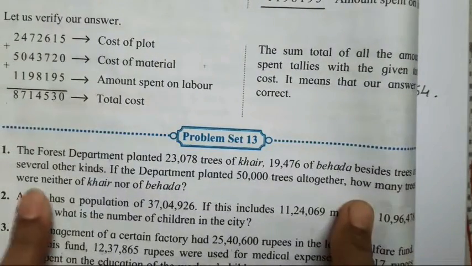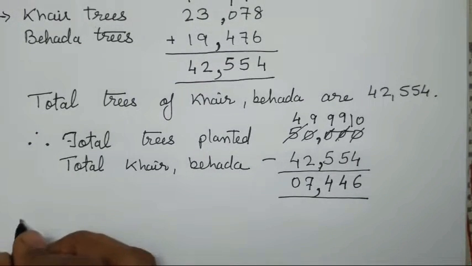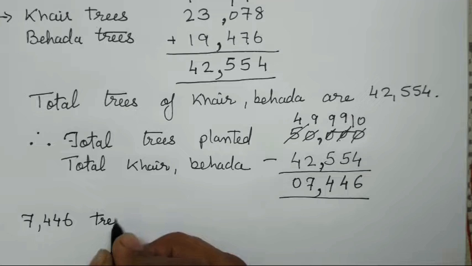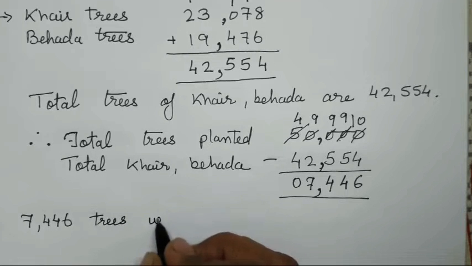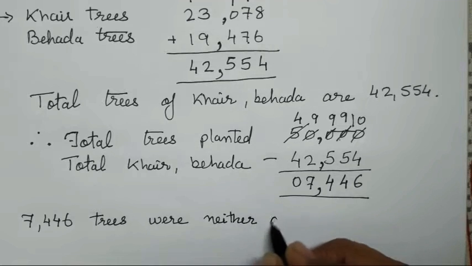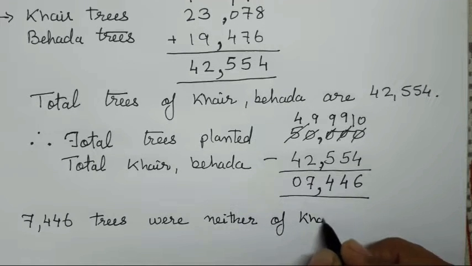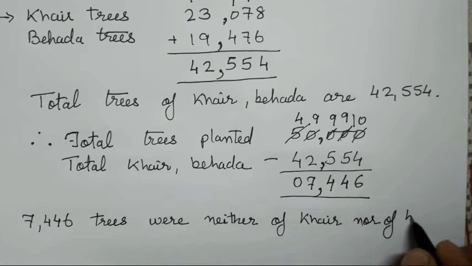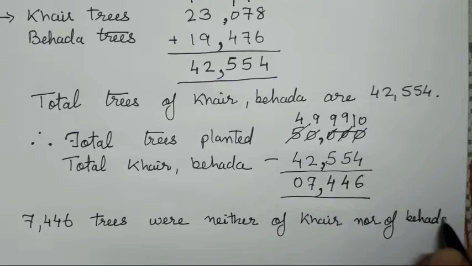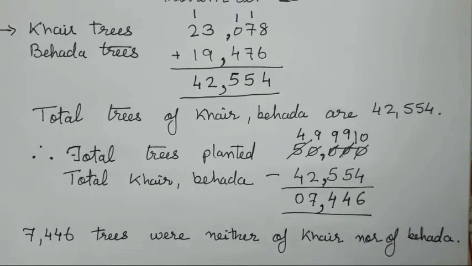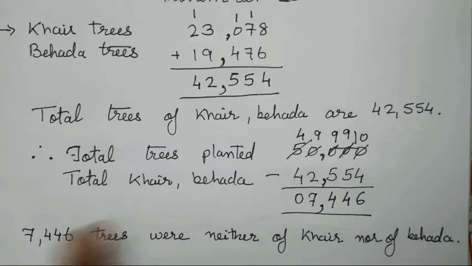How many trees were neither of Khair nor of Bihada? 7,446 trees were neither. The same sentence you all have to use given in the question: Khair nor of Bihada. Got it? So in this way you have to solve your problem sum, which is mixed problem sum.